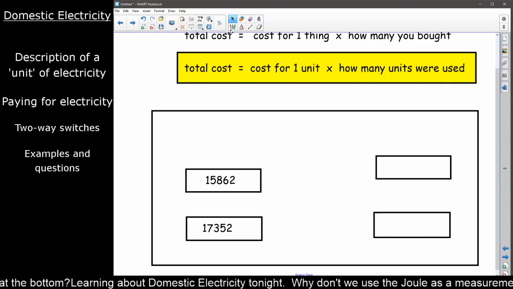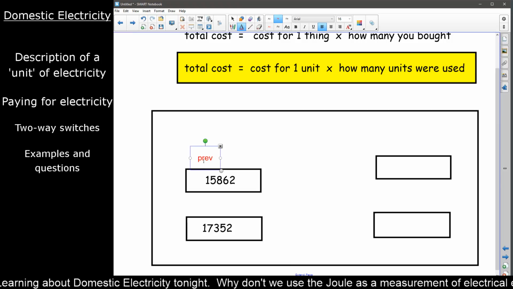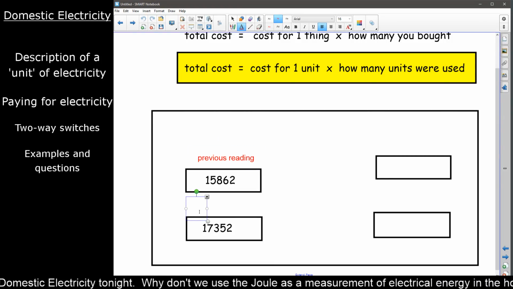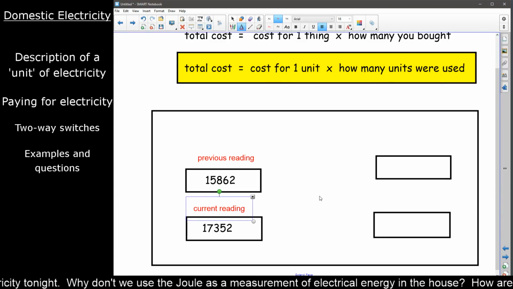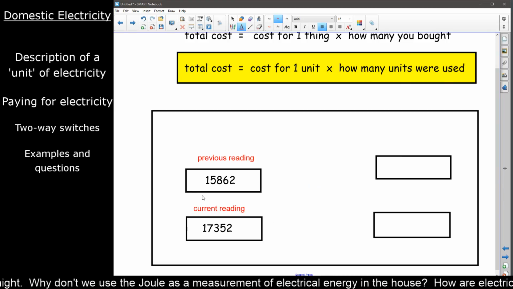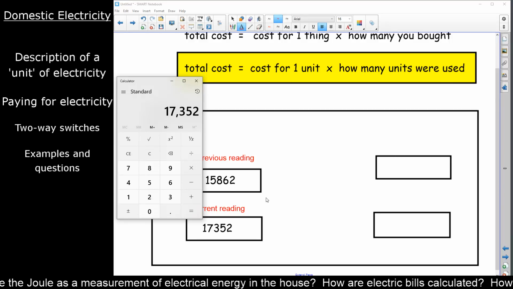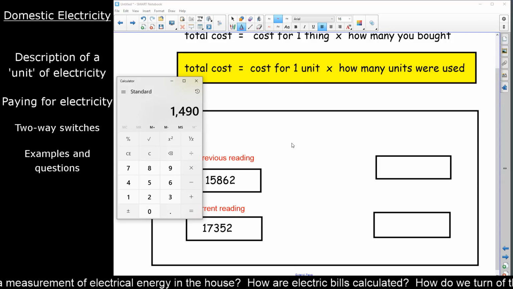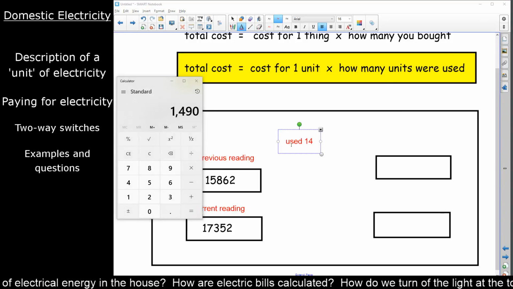So this is your previous reading. It's the last time they came. It was this. And then this is your current reading, which is this. So you can just do a bit of subtraction to work out how many units you used. We'll do 17352, take away 15862, and we've used 1490 units.